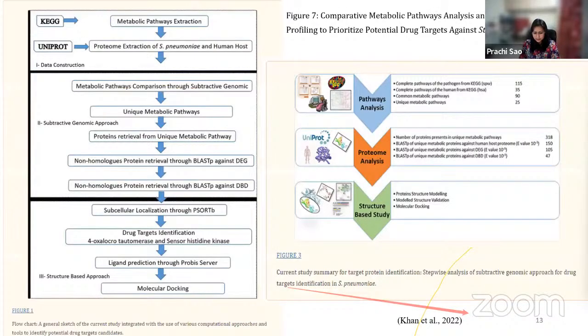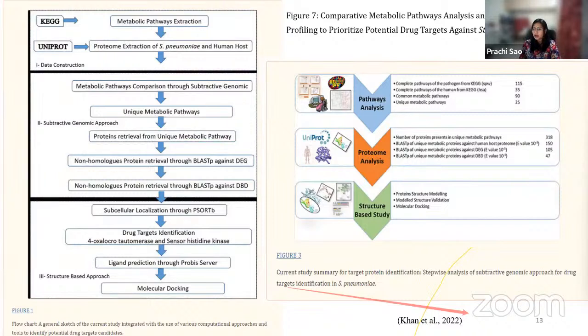In this paper, they have taken the study further to identify the docking, the ligand which can bind with your target, and they have done the docking studies. So this approach can be taken further in various ways. We can also do interaction studies.